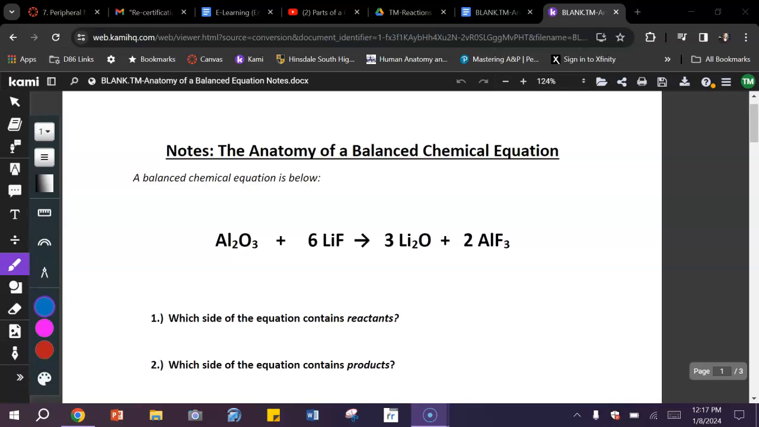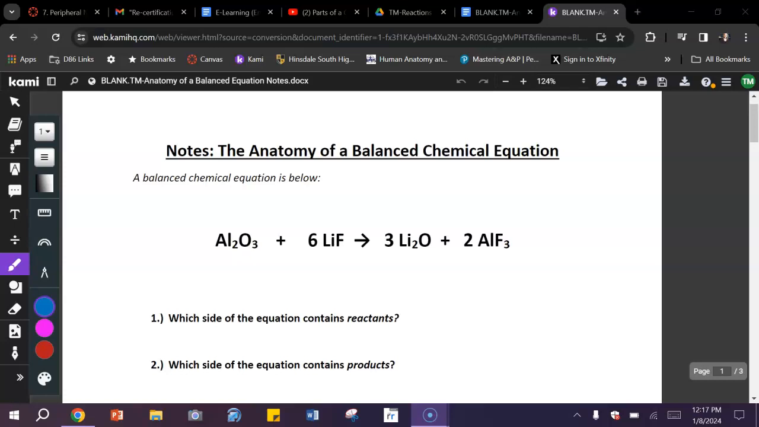Greetings, chemistry students. Today we are going to learn the parts of a balanced chemical equation. We're also going to talk briefly about the law of conservation of mass and why it's important for us to balance equations in chemistry.